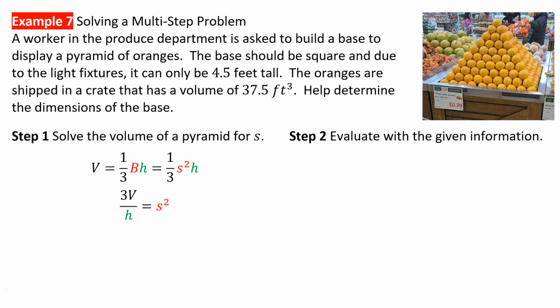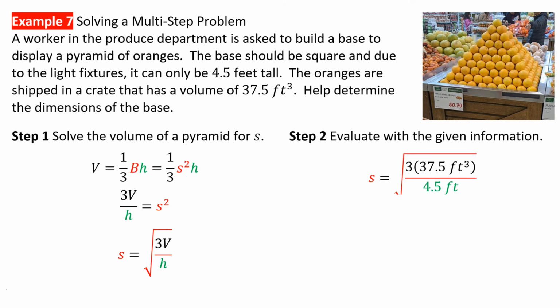We have one more step to do. We need to take the square root of both sides. Algebraically, maybe you should think that that should be plus or minus, but we're talking about the length of a side, so we'll keep the positive version. Okay, so now we have the formula so that if we know our volume and our height, we should be able to solve for s. So let's go ahead and use the information that was given to us.